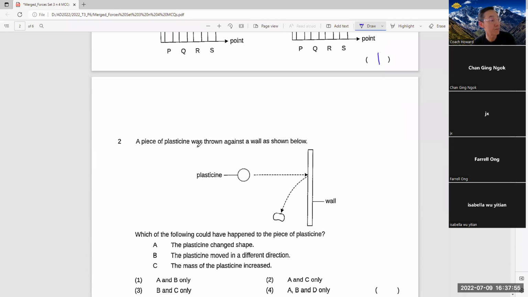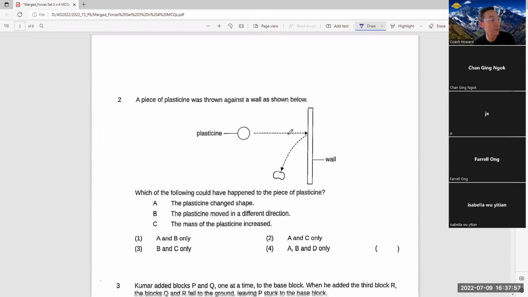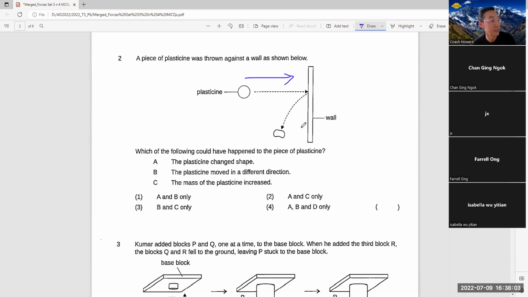Okay, there's a piece of plasticine thrown against a wall as shown in this direction. Which of the following could have happened to the piece of plasticine? You see this plasticine is slightly deformed, right? So the plasticine changes in shape, and it also changes in direction, yes? The mass doesn't change. Okay, can you change this one? There's a typo there. This one should be C because there's no D down there. So it's A and B. So answer 1 again.